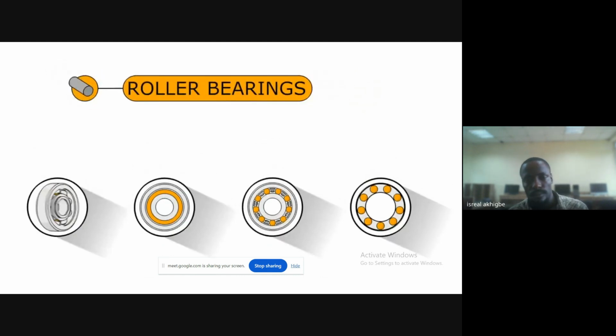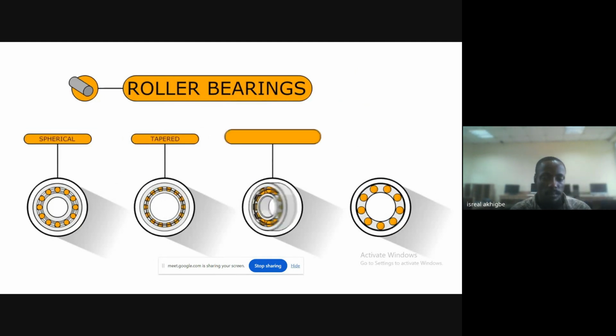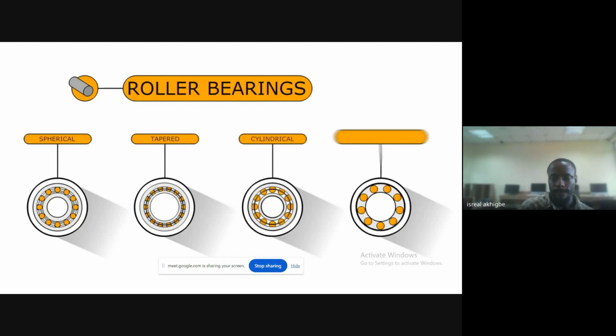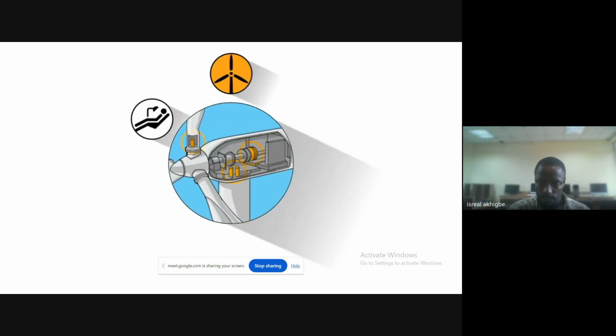And roller bearings, such as spherical roller bearings, taper roller bearings, cylindrical roller bearings, and needle roller bearings. Different shapes and sizes, designed to bring rotation to every part of our day. Do you see that this is a turbine? This is a windmill. You can see that inside this shaft, there's bearing. Almost anything that rotates will need bearing. There's no way, they must need bearing. So bearings aid the transmission system.